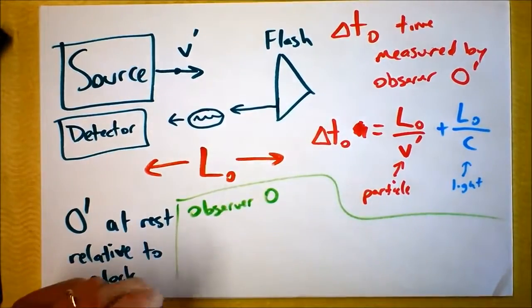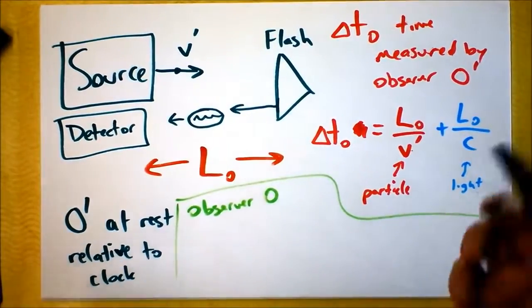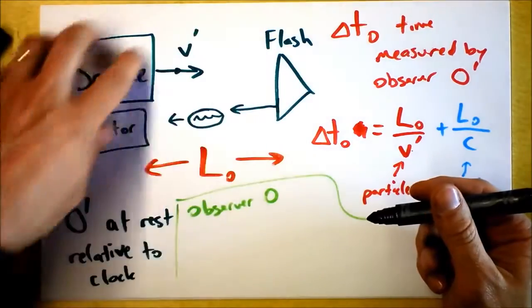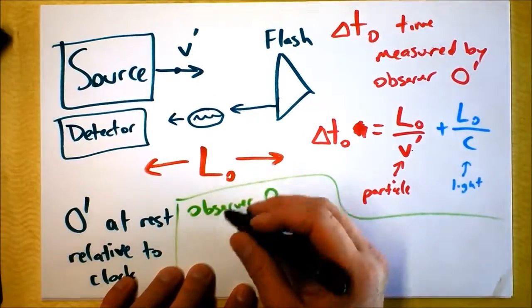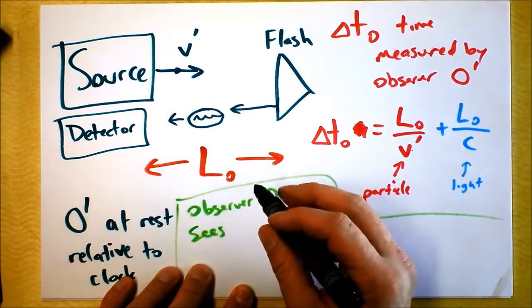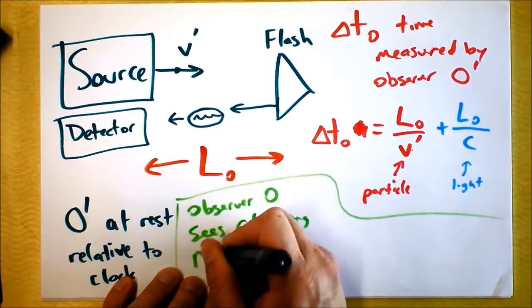Mary is moving to the right. No, that's not good. Let's have her move to the left. Actually, Mary's moving to the left because when Mary looks at observer O prime, the apparatus, she sees the apparatus moving to the right. So observer O sees O prime going right.